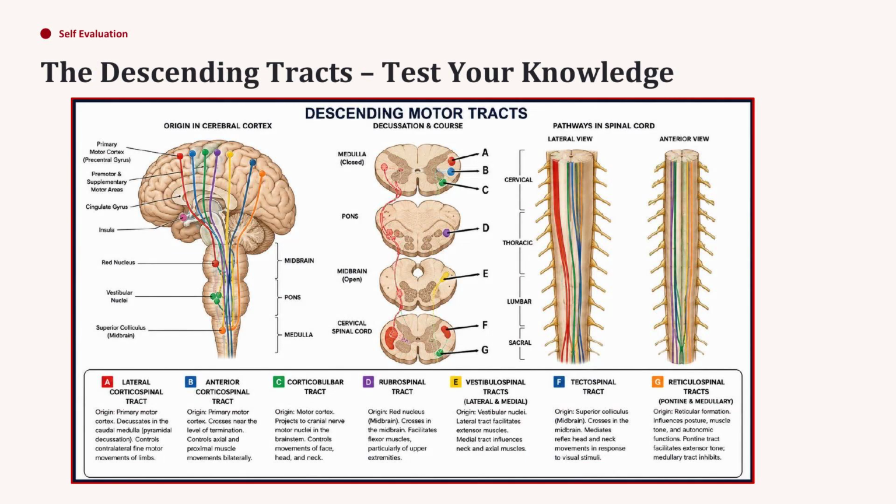This final overview is your one-glance master map of all 7 descending tracts. On the left, their origins in the cortex and brainstem. In the center, their appearance in cross-section as they decussate and descend. On the right, their courses through the cervical, thoracic, lumbar, and sacral cord in lateral and anterior views. The color-coded legend, A through G, lets you test yourself: cover the descriptions, and name each tract's origin, crossing, and function from its color alone. This is the single best slide to return to when you review, and a perfect companion to the flashcards waiting for you after the lecture.